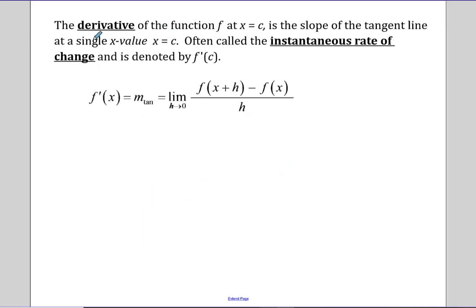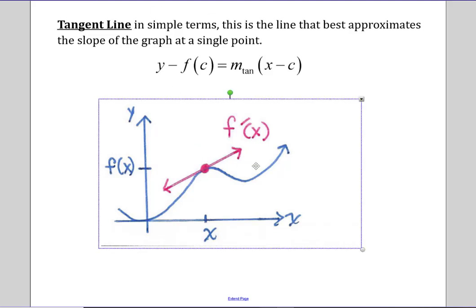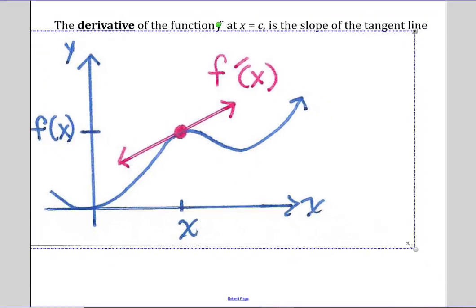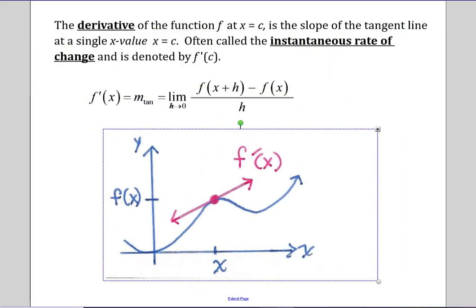So here we want to talk about the derivative. The derivative of a function f at x equals c is the slope of the tangent line at a single value, x equals c, and it's often called the instantaneous rate of change, or the derivative. And I have that graph here as well, so we can just add that to our graph. And that derivative is the slope of the tangent line, or the instantaneous rate of change.